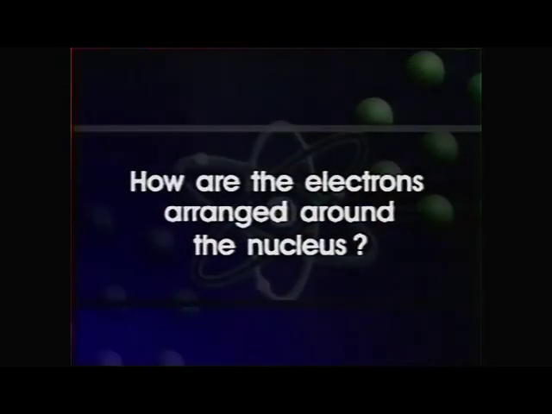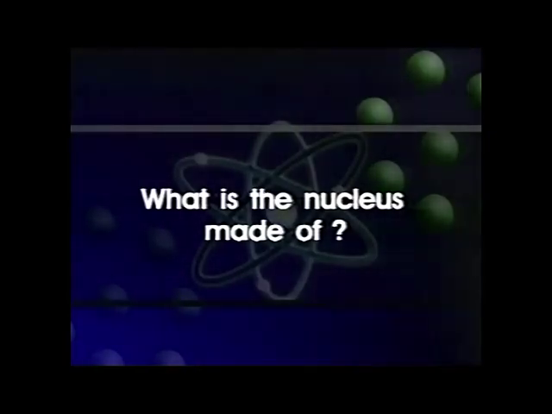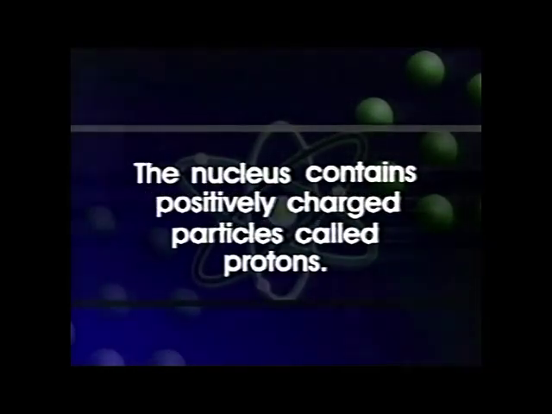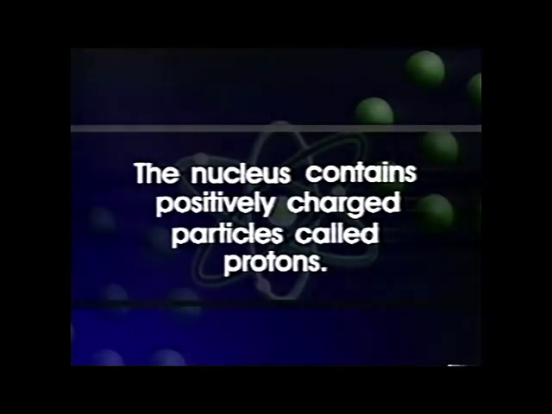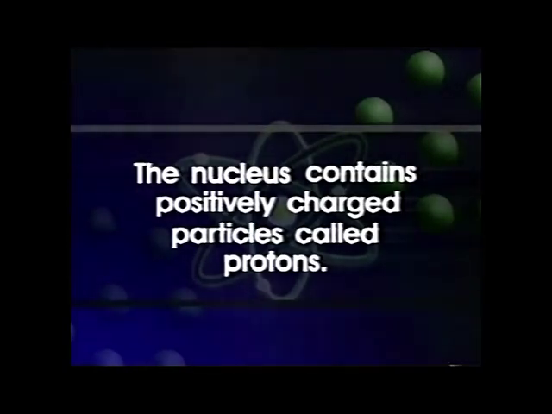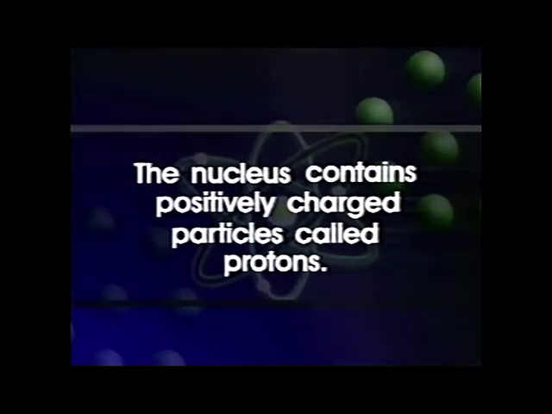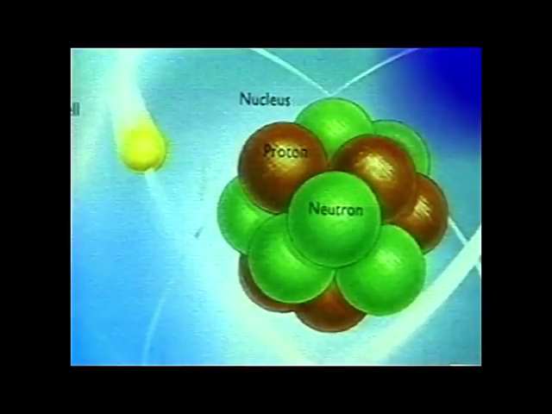Rutherford's model raised many new questions. How are the electrons arranged around the nucleus? What is the nucleus made of? A number of years later, some of these questions began to be answered. Changes in the Rutherford model were made. Rutherford deduced in 1919 that a nucleus contained positively charged particles called protons. In 1932, his student James Chadwick established the existence of the neutron, another particle in the nucleus. The neutron has no electrical charge.